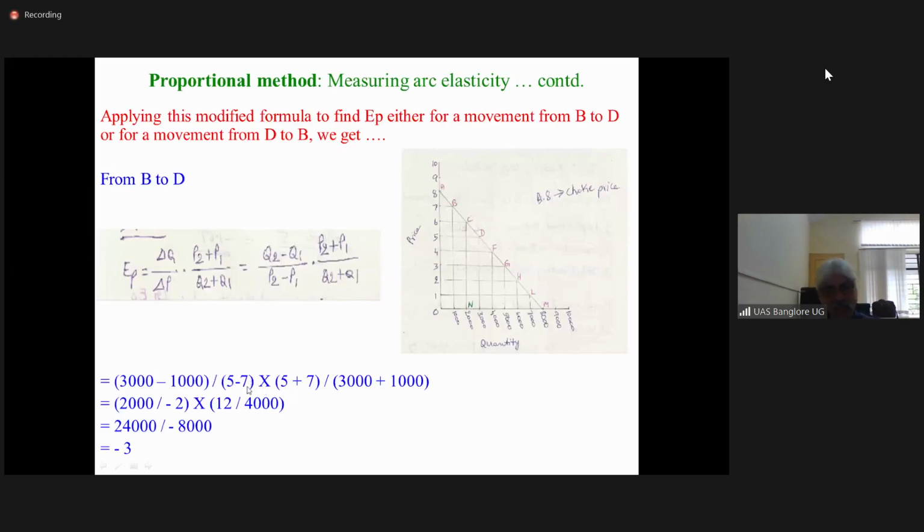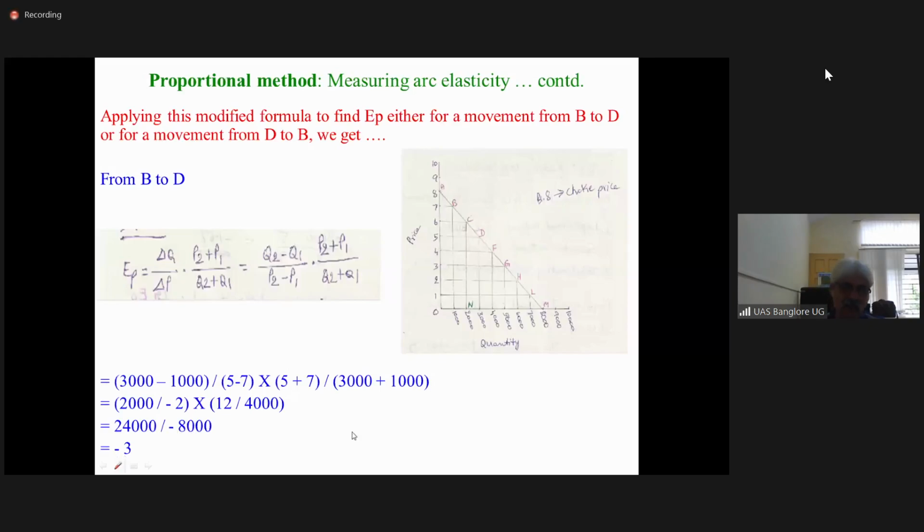And 5 minus 7 was also the same earlier. But the change we have made is here: instead of taking only 7, we are taking 5 plus 7. Instead of taking only 3000 rupees, or rather 1000, we are taking 3000 plus 1000. So 2000 divided by minus 2, the numerator remains the same, but the denominator becomes 12 by 4000. So it works out to minus 3. Your elasticity will be minus 3 when you move from D to B.